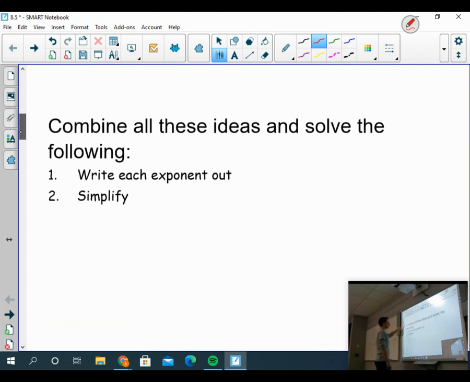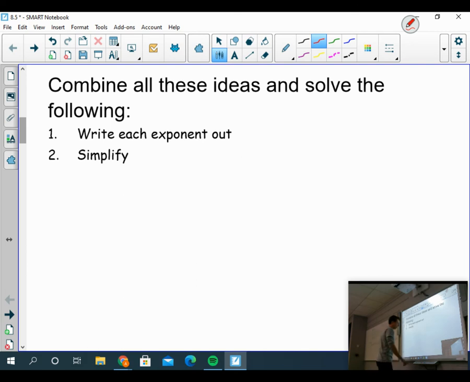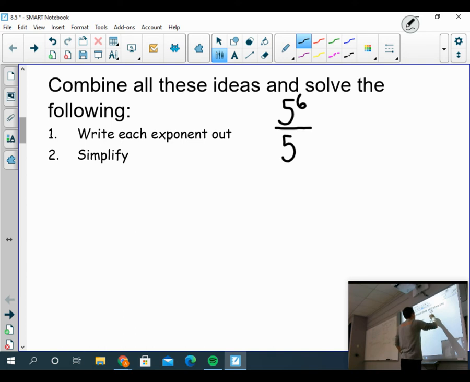Now what I want you to do is combine all of those ideas, and simplify the following. I don't necessarily need the solution, but at least simplify it. Go ahead and try that on your own.